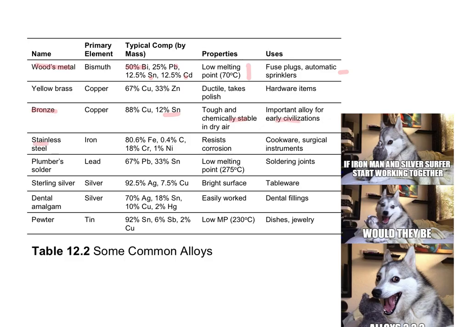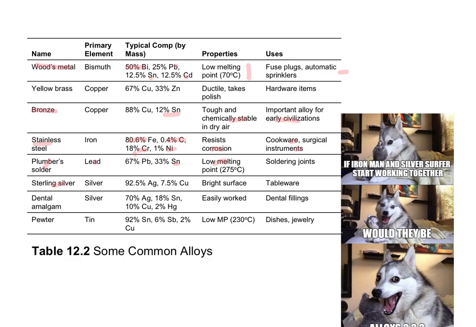Stainless steel is, like we saw earlier, steel, which is iron and carbon, but it also has chromium and nickel, and that helps to prevent corrosion. It's used in cooking and surgical instruments. We have plumber's solder, which is lead with tin, and that helps to lower the melting point, making it easier to melt and solder the joints between metal pieces. And it's used in jewelry.